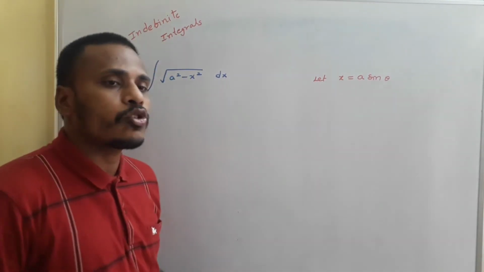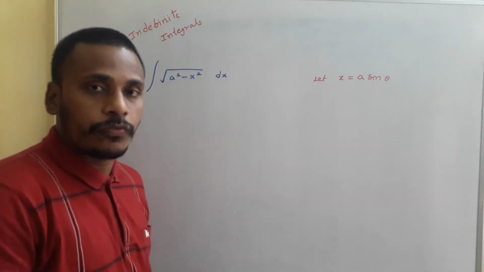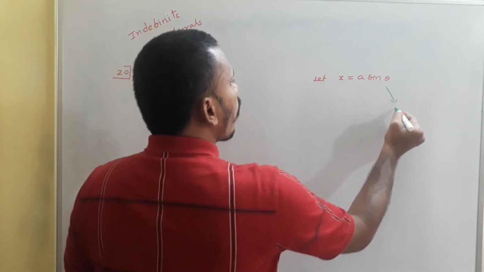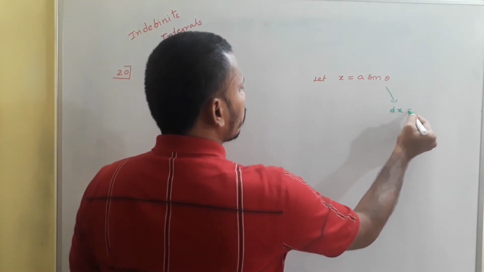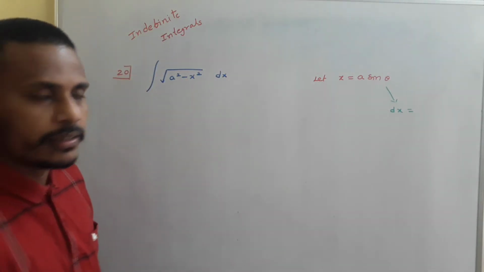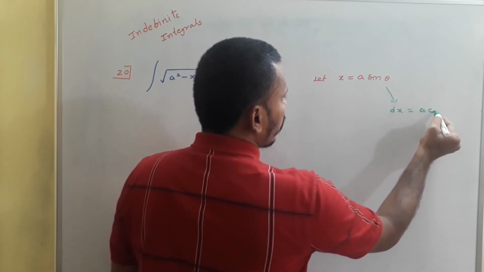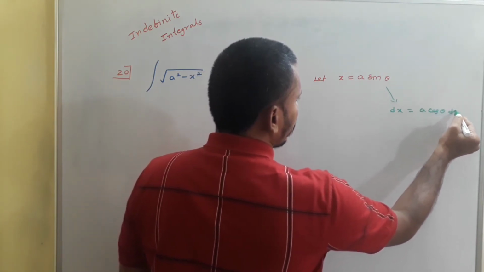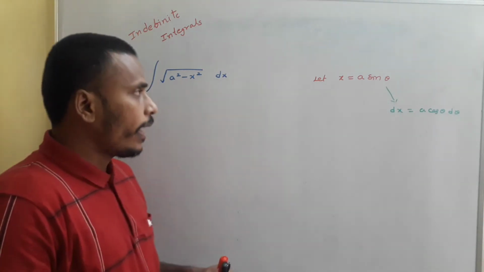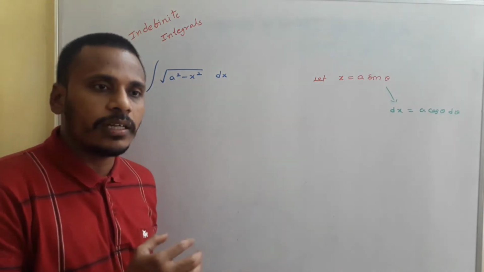Okay, if x is equal to a sin theta, now I am trying to convert the problem completely in terms of theta. If x is equal to a sin theta, what can we say about dx? We need to differentiate it, right? x is equal to a sin theta and its differentiation is a cos theta d theta. Is it right? The derivative of sin theta is cos theta. So x is equal to a sin theta and dx is a cos theta d theta.